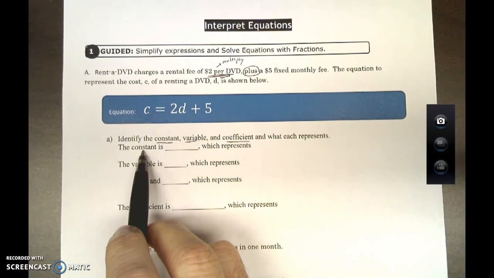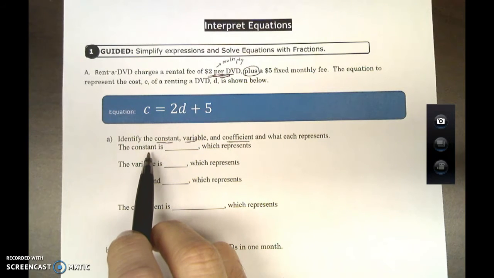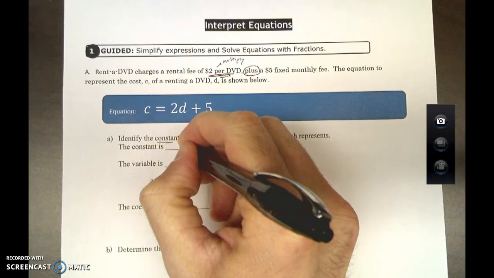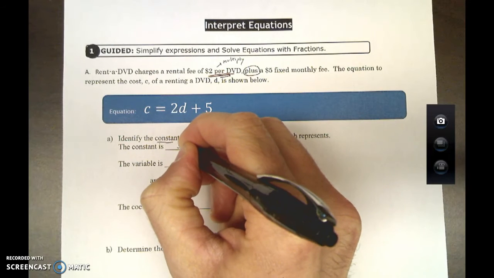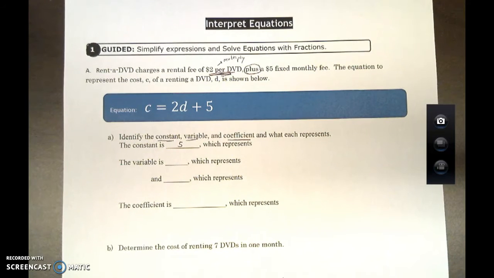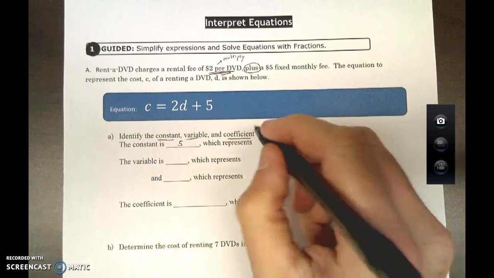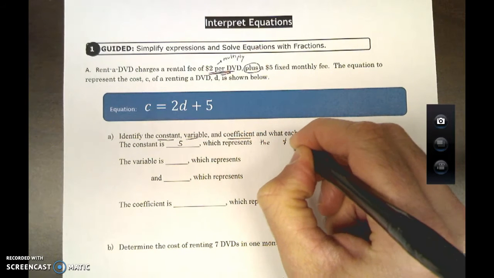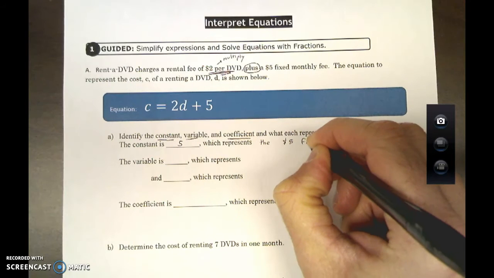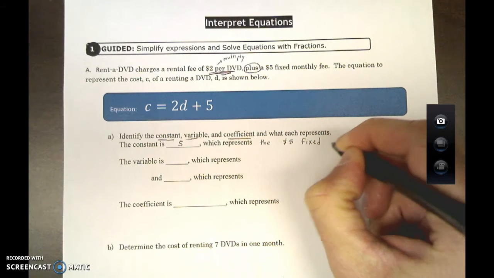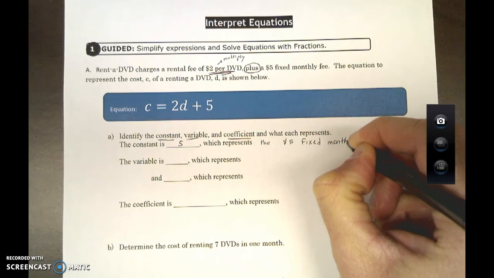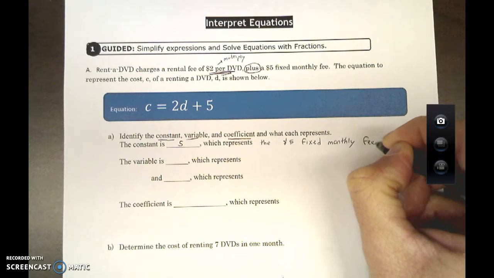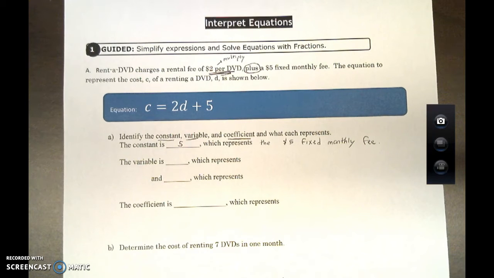So a constant is just a number that doesn't have a letter with it. So the constant in this problem is the 5. And for this problem, it represents the $5 fixed monthly fee. So each month I pay $5 no matter how many DVDs I order.